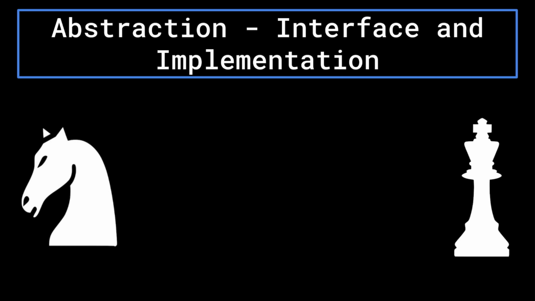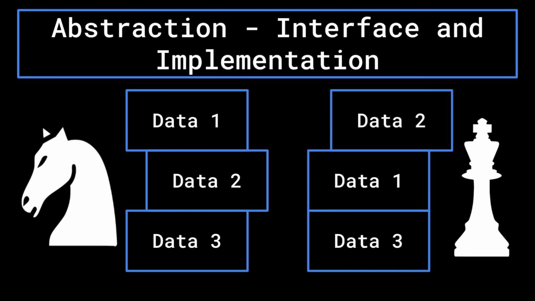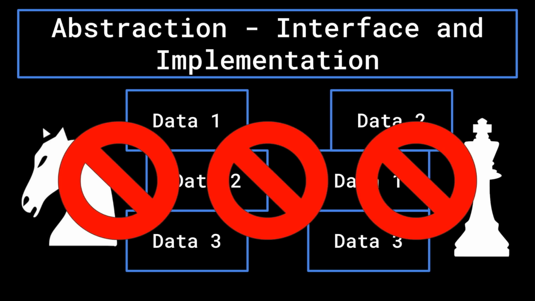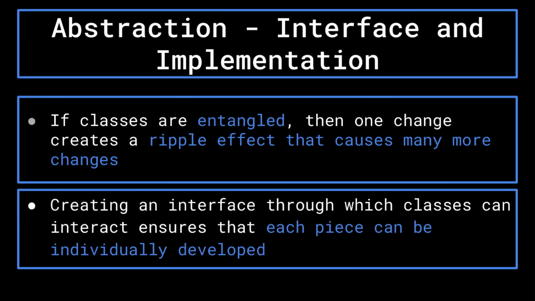If the knight class has to look into the king class in order to make a determination, then it is reliant on the king class being set up in a certain way in order to function. If the king class is changed or reorganized or its data is renamed, then the knight class would no longer work, and it too would have to be changed. Assuming the rest of the program was coded in this way, then many other classes would also have to be modified. Creating a set interface through which classes can interact with one another ensures that each individual piece can be changed without creating a ripple effect that causes the entire program to have to change in response.